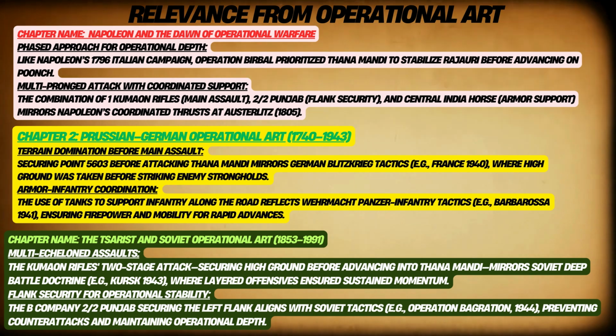Step 2. Protect the flank. Prevent enemy counterattacks. Left flank security. The Bravo Company of 2 Punjab was positioned to guard the left flank. Why? Because if the flank is weak, the enemy can hit from the sides and disrupt the attack. Soviet strategy at work. This is exactly what the Soviets did in Operation Bagration, 1944, where they secured flanks and stopped enemy counterattacks, ensuring their army could keep advancing without interruptions.